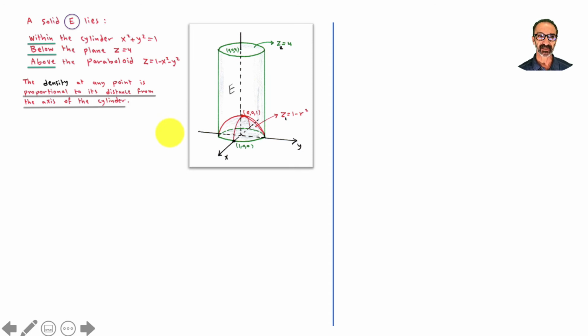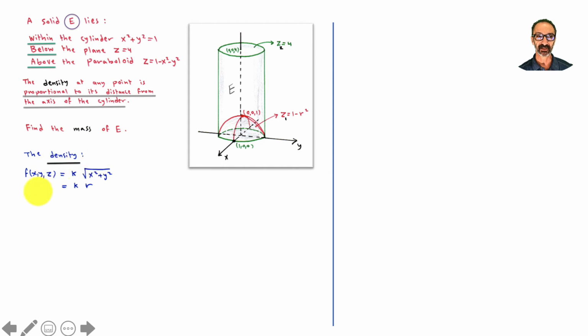The density at any point is proportional to its distance from the axis of the cylinder. This is an application to show you that the triple integral is not always a volume. It's a volume only if what's inside the function f of x, y, z is 1. Keep that in mind. So the density is proportional to the distance from the axis of the cylinder. Find the mass of E.